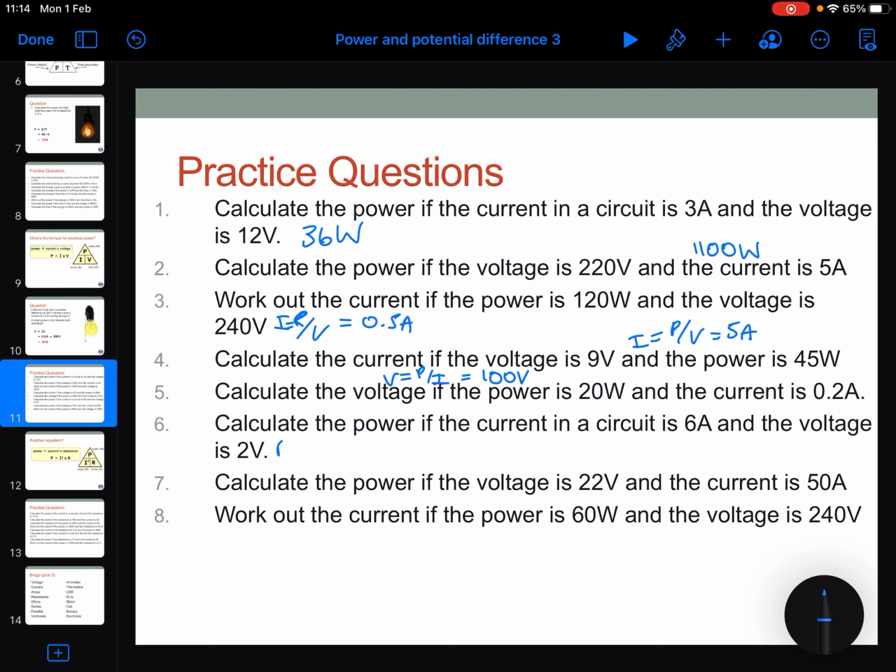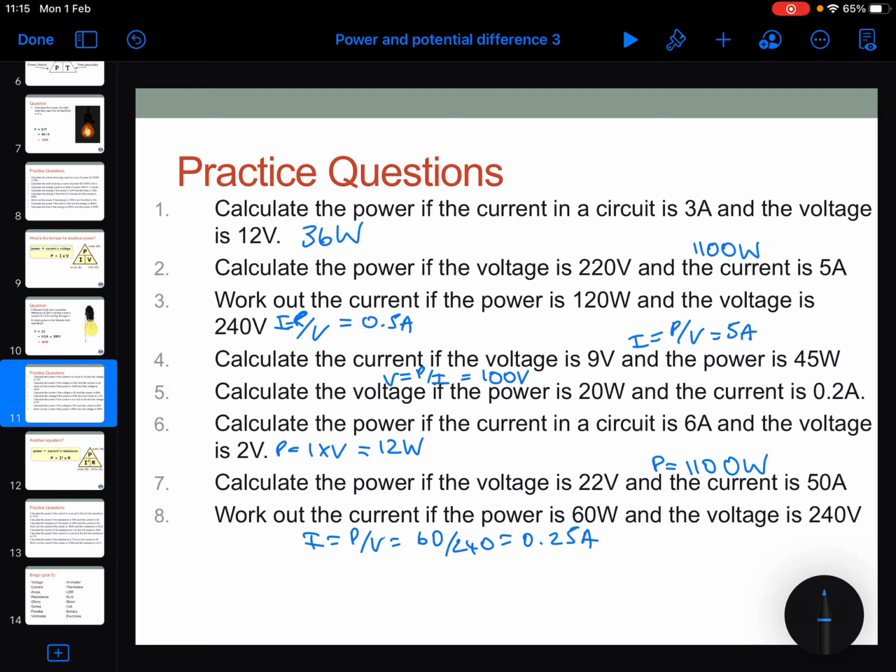6, calculate the power. So that's current times voltage. If the current is 6 and the voltage is 2, so that's 12 watts. 7, again, you're calculating power. Weird, why did I choose these numbers again? So again, you're going to times them together. And again, you end up with 1,100 watts. Clearly, that's where my brain was going. And number 8, current is power divided by voltage, 60 divided by 240, is 0.25 amps. So again, hopefully fairly straightforward.